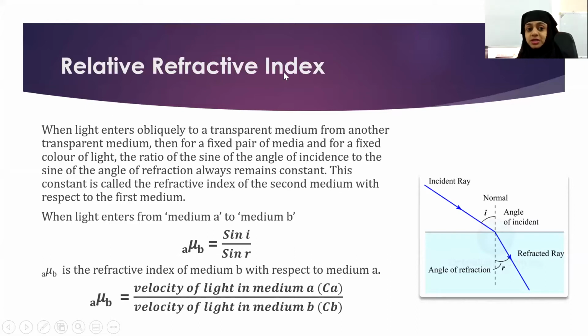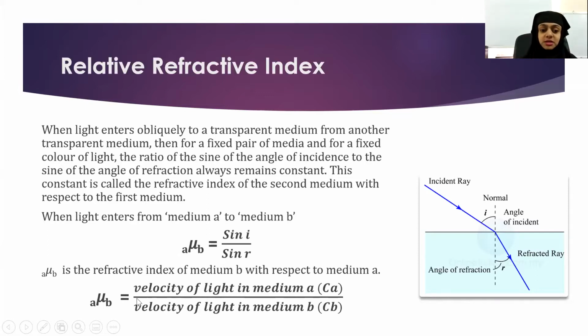So you know what is relative refractive index, right? How will you read this? Bibi, can you read this? Mu BA means what? Mu A mu B, right? Medium A to medium B. What is this in terms of refractive index? Refractive index of medium B with respect to medium A. Yes, this is the refractive index of medium B with respect to medium A.